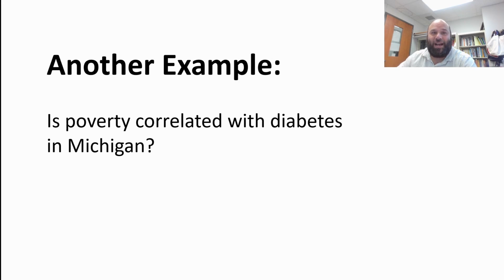Let's close this section out with one more example that we'll run through from the top. So here's the question. Is poverty correlated with diabetes in Michigan? Let's take a look at the data.